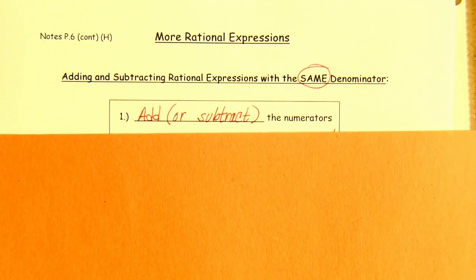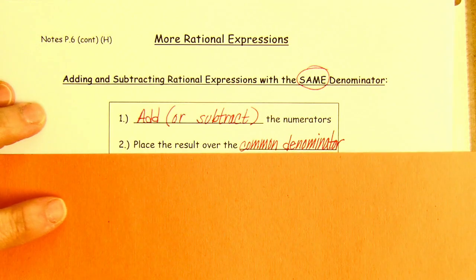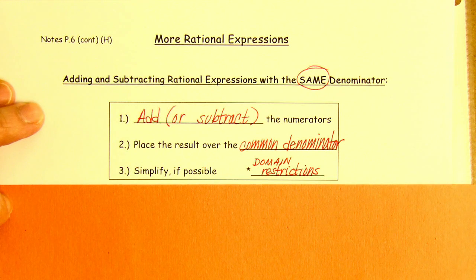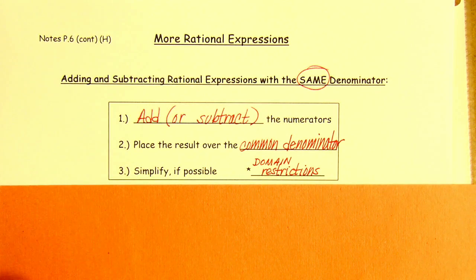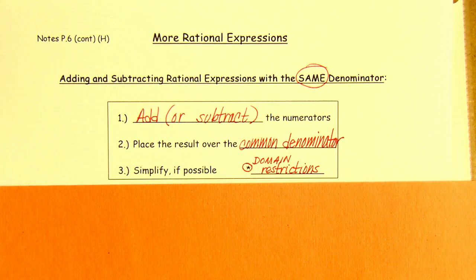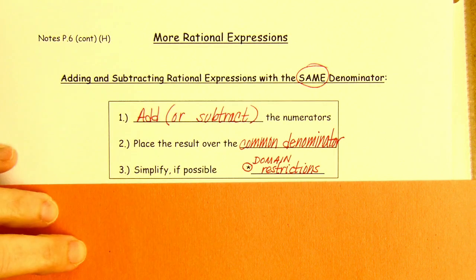First, you're going to add or subtract the numerators. You then place the result over the one common denominator. Simplify if it's possible, and don't forget about listing your domain restrictions. Remember, the restrictions are what x is not allowed to be, whereas your domain itself is the values that x is allowed to be. So your restrictions is what it can't be.